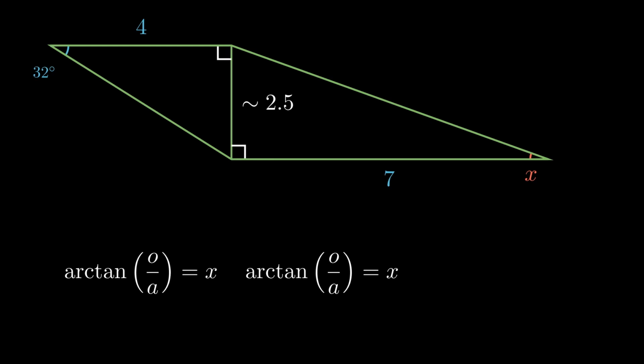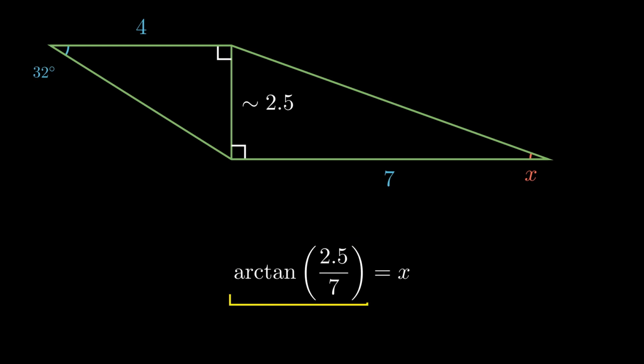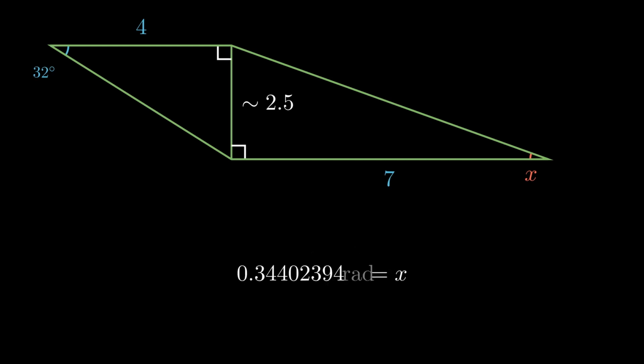But first we need to plug in the values. The O, the opposite side, is 2.5. The A, the adjacent side, is 7. So now we just calculate arctan of 2.5 divided by 7. Plug that into the calculator. We see that it's basically 0.344, but that's in radians. So we have to convert that to degrees. We just do the quick thing that I told you about. And that's basically 20 degrees. Let's see the solution. And it's correct. Let's go. Good job.